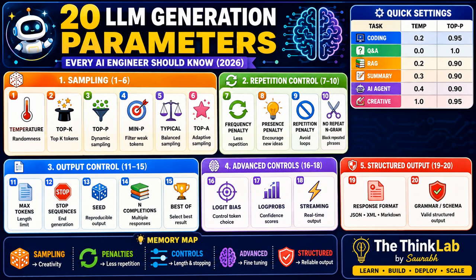So these 20 parameters are the foundation of modern LLM applications. If you understand them, you can build a better chatbot, better AI agent, better RAG system, or better AI product. So I hope this video helps you to understand the LLM generation parameters in a simpler way.